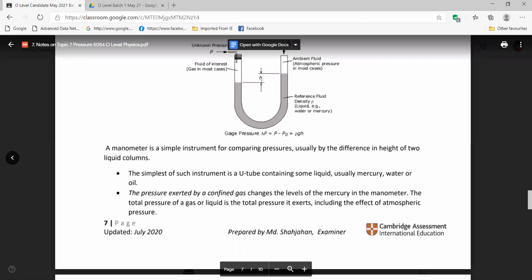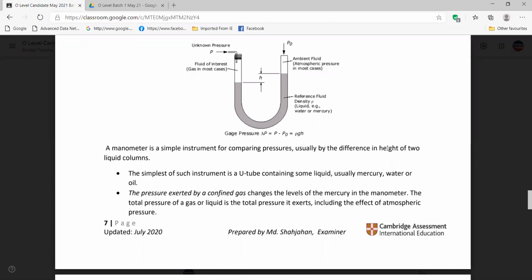Sir, should it be gas pressure or gauge pressure? This one actually should be gas pressure. Okay, yeah, I was thinking of asking that. Gas pressure.